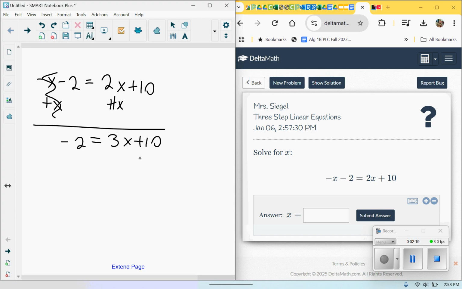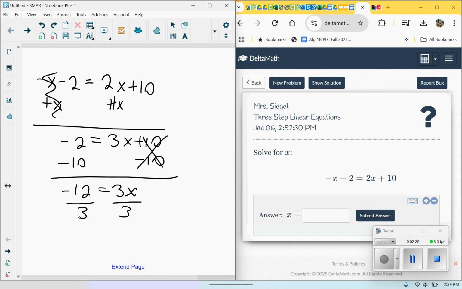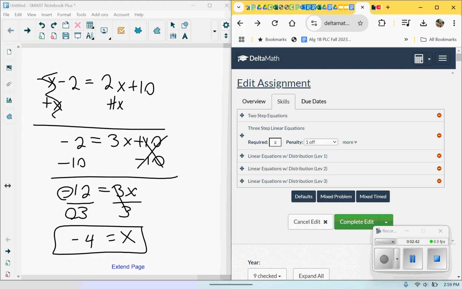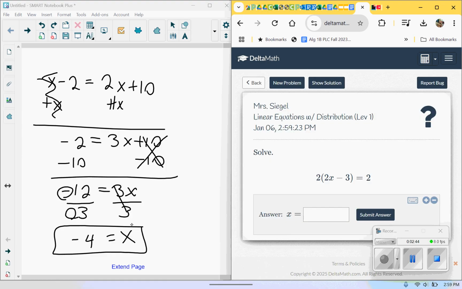Now this looks like the other problem. So I'm just going to subtract 10 from both sides. Those cancel, and I get negative 12 is equal to 3x. And this time when I divide, notice I have a negative on top and a positive on bottom. And so that is going to give me a negative 4. Okay, next section, I guess.